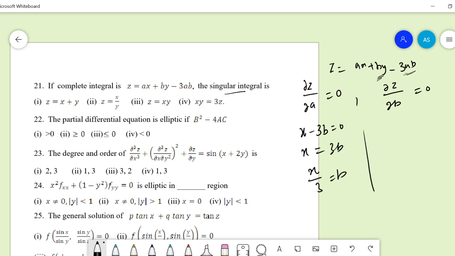Dou z by dou b. Differentiate z with respect to b. Here 0. B is 1. So y minus 3a, b is 1. So y is equal to 3a, y by 3 is equal to a.